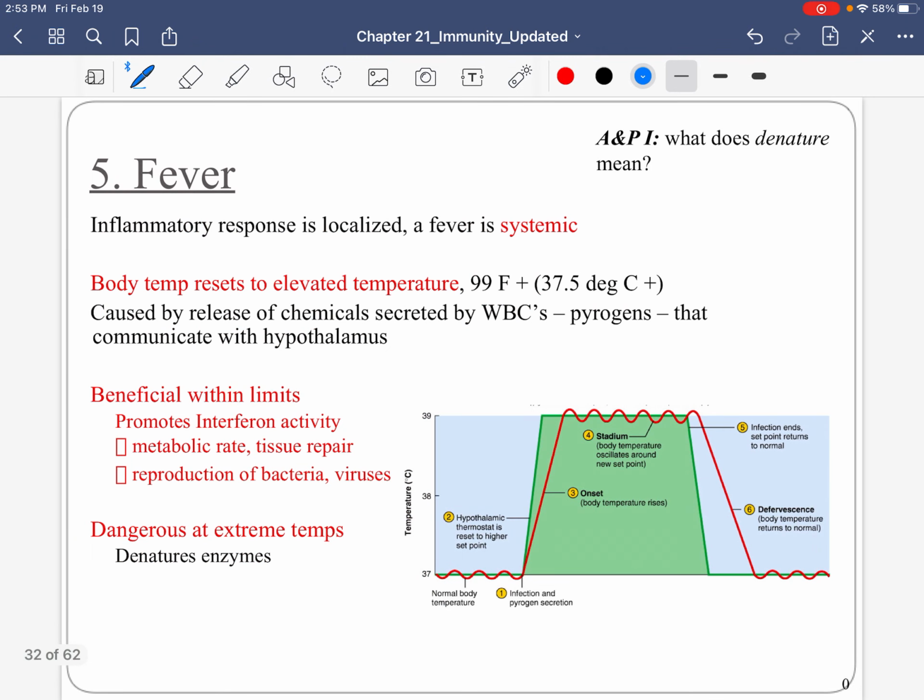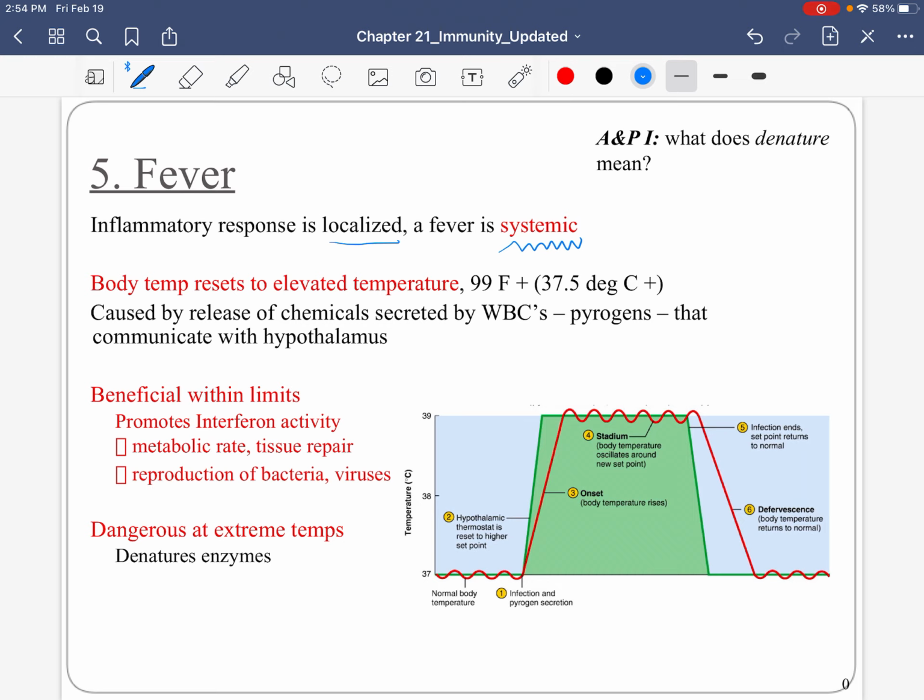So the last thing before we end this first video, I know it's kind of long, but I wanted to get through all five things that can be included in our second line of defense. The last thing that may be included in our second line of defense is a fever. What we just talked about in terms of the inflammatory response is very localized, because that response is only going to happen where we have tissue damage. A fever is a systemic attempt to protect against a bad guy.